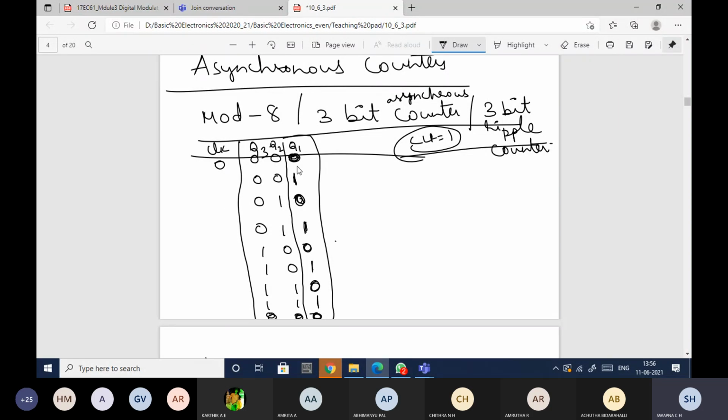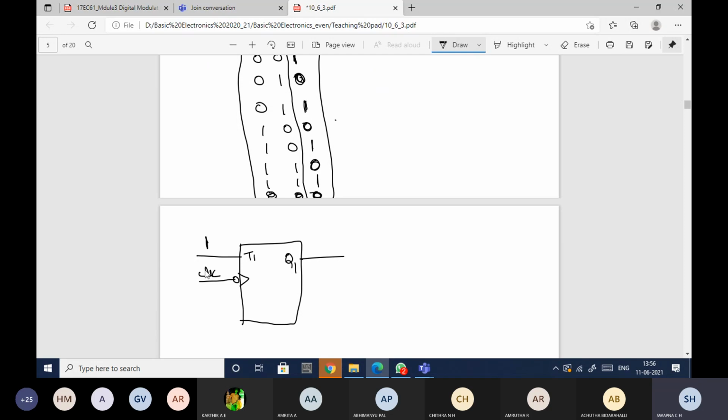Because what should happen with the T flip-flop, the first flip-flop, is that it has to toggle the output. In the sense, if I have a 0, it should change to 1. If I have a 1, it should change to 0. Like that, the toggling effect should happen. That is the reason I've chosen the toggle flip-flop and I've given 1 to that, and also the clock signal.